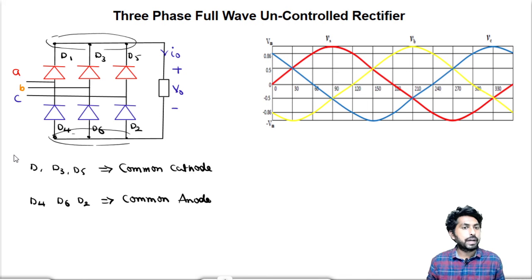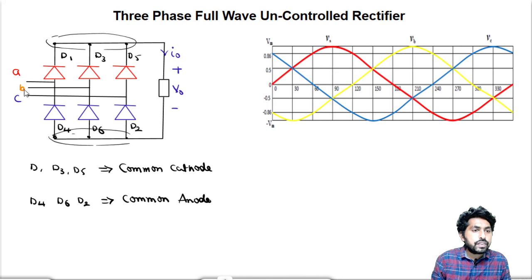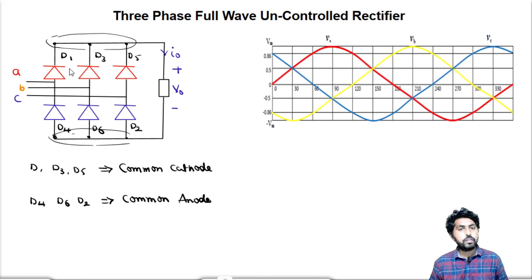will get forward bias. For example, D1, D3, D5 are connected to the A, B, C phases respectively. If B phase is most positive, among these 3 devices, D3 will be forward bias. So whichever phase voltage is most positive, the corresponding device will be forward bias. Now let me observe here.